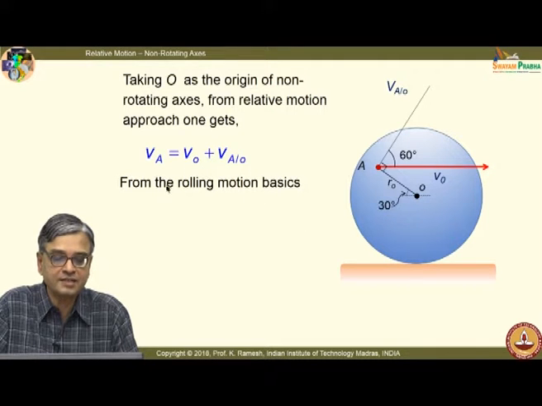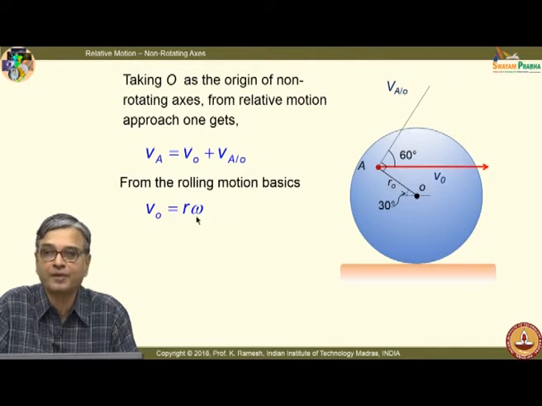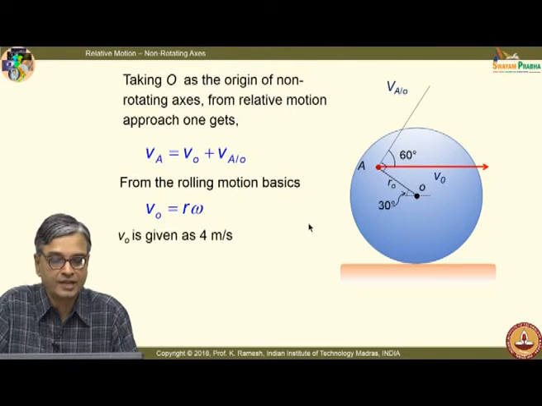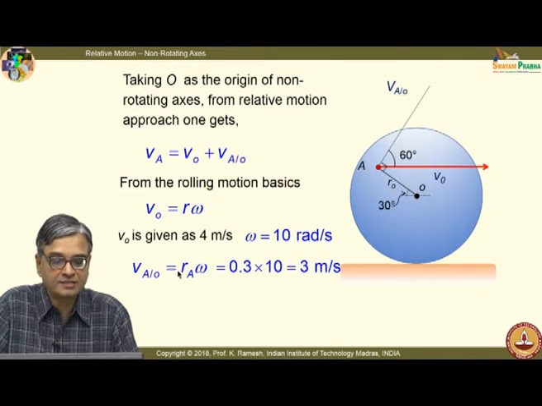And since it is said in the problem statement that this is rolling, I bring in the kinematic relationship V O equal to R omega. So, I get this omega as 10 radians per second. It is given in the problem, it is 4 meters per second. Now I can find out what V A/O is, and that is nothing but r_A omega. So, I get this as 0.3 into 10 equal to 3 meters per second. So, I write this, then it is a child's play to get the resultant.